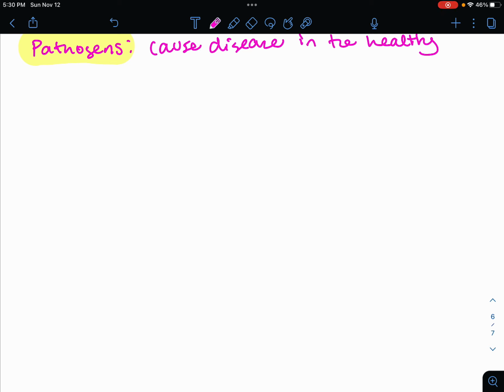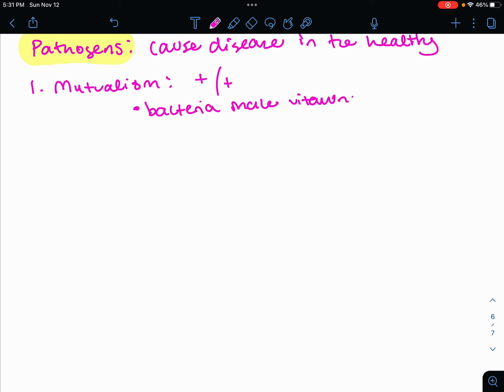We have three main interactions with microbes. First would be mutualism. And this is a relationship where both partners benefit, where the bacteria will make vitamins in the large intestine, and us, the hosts, will provide warmth as well as food.